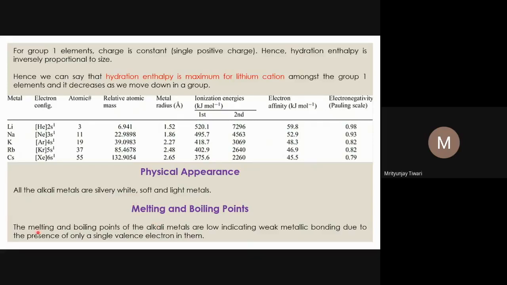They are softer, and so the melting and boiling point of alkali metals, when we compare them in the pure metal, and pure metals are in the zero oxidation state. When we are talking about pure metals, they're in zero oxidation state. Their melting and boiling points are low, indicating weak metallic bonding.